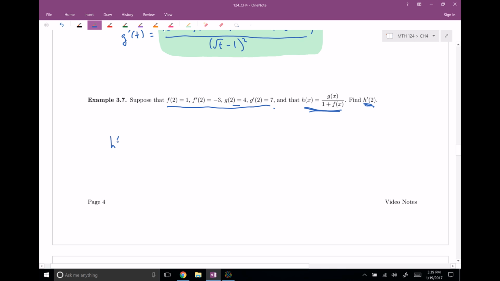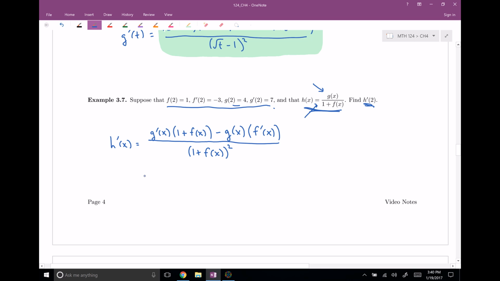First of all, I'm going to do h prime of x. So I'm going to take the derivative of the top. Derivative of the top is going to be g prime of x. Can't really do any better than that. Times the bottom, 1 plus f of x. Minus the top, leave that alone, times the derivative of the bottom. So the derivative of the bottom, well, the derivative of 1 is just 0. And the derivative of f is f prime of x. Can't do any better than that. Divided by the bottom squared.